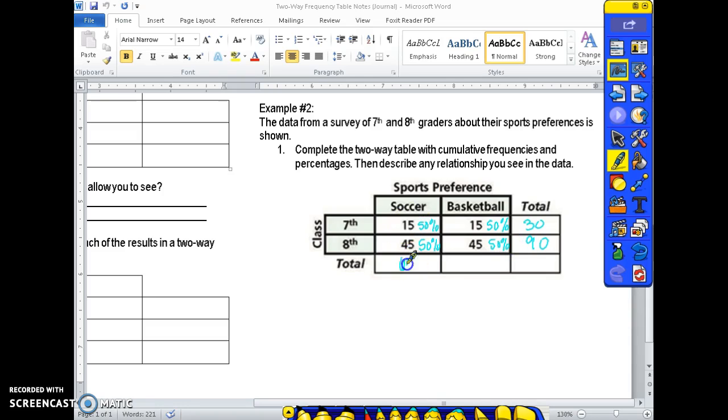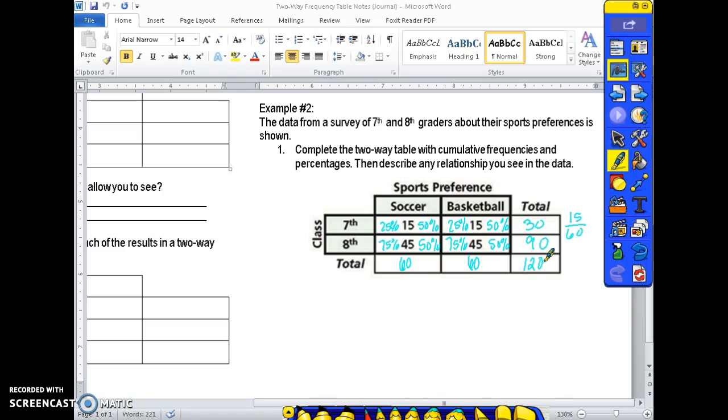15 plus 45 is 60. So there are 15 7th graders that prefer soccer out of 60. 15 divided by 60 gives you 25%, which means that 75% of students who like soccer are 8th graders. 15 plus 45 is again 60, and these numbers are the same, so 25% are 7th graders, 75% are 8th grade basketball players, and there's a total of 120 students.